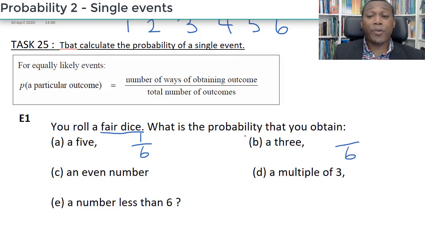My top number for my fraction, I want a 3. How many 3s? That's the event getting a particular outcome, getting a 3. There's only one 3, so the chance of getting a 3 is also 1/6.